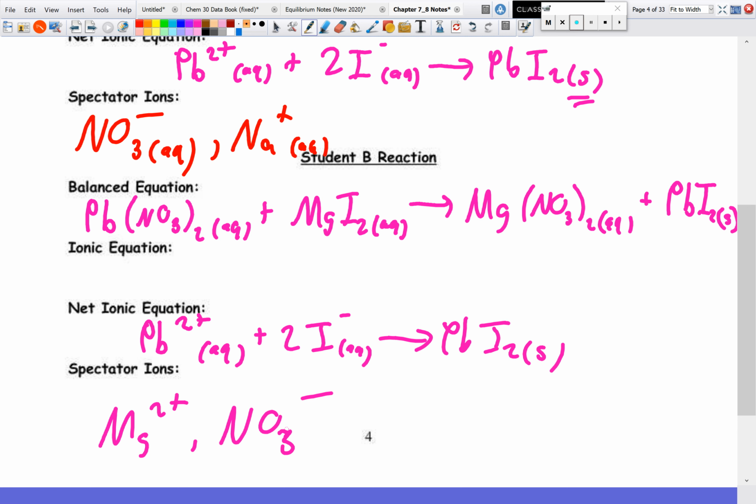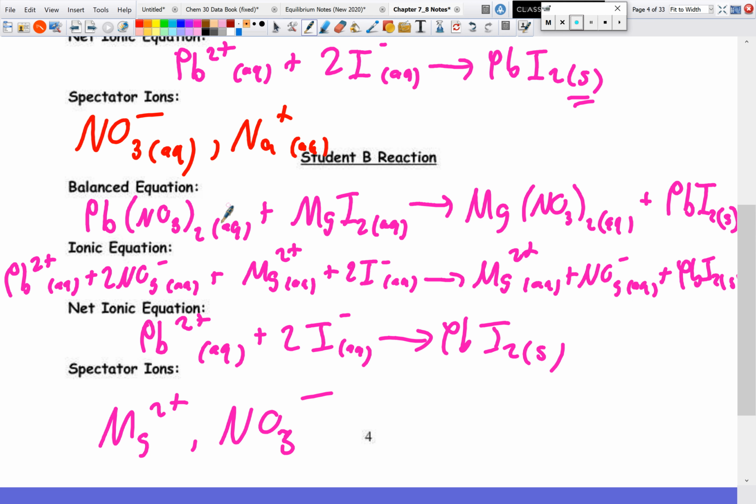Now I know I kind of left off the ionic equation, but it is going to look something like that, and you will notice as well the only things that do not change: magnesium and the nitrates. So that is net ionic equations.